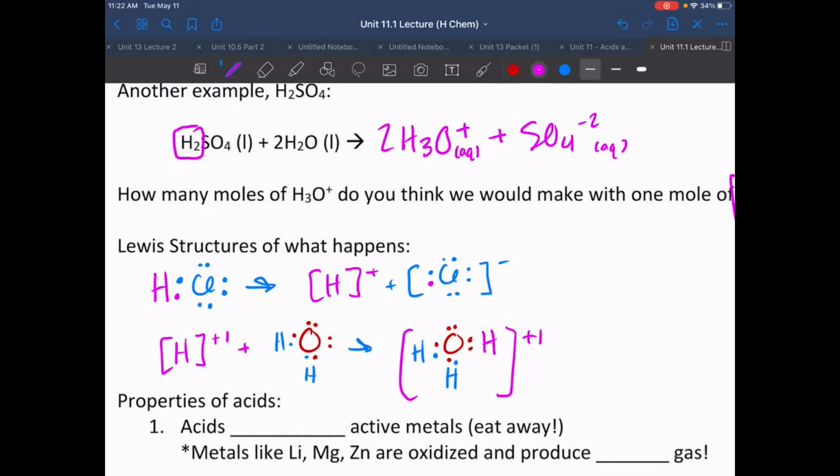And now it's not super important that you guys understand what happens. I just kind of wanted to give you a little bit more background on how this weird H3O plus forms. Any questions? So don't worry about memorizing the mechanism.